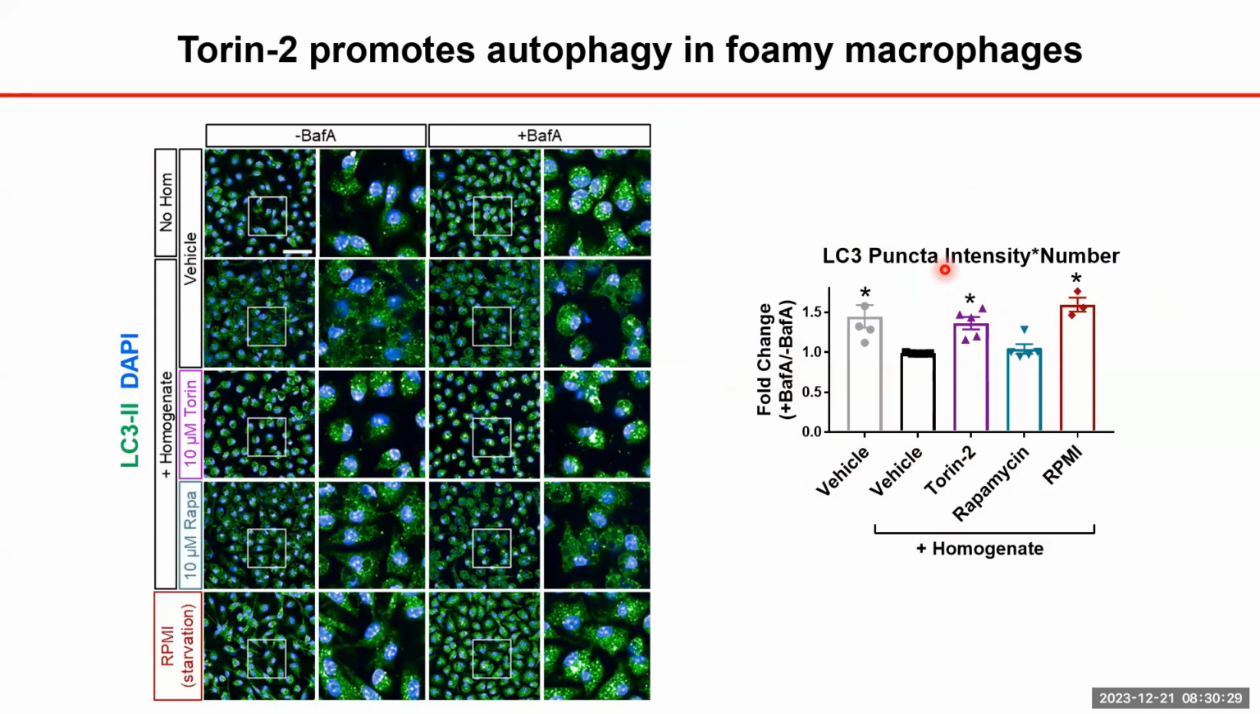Another possibility that we have to consider, and that people always ask, is whether TORIN2 treatment is simply preventing phagocytosis of the lipid debris, the myelin debris, and all the lipid debris that's in the cell condition.